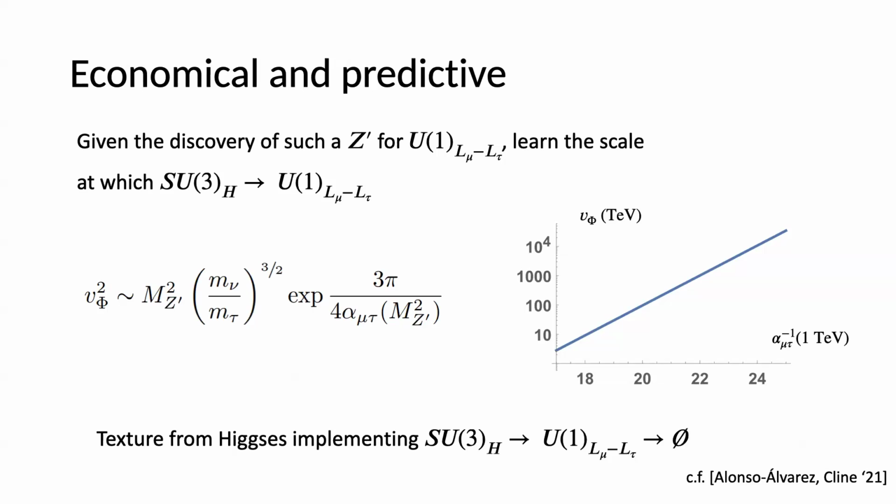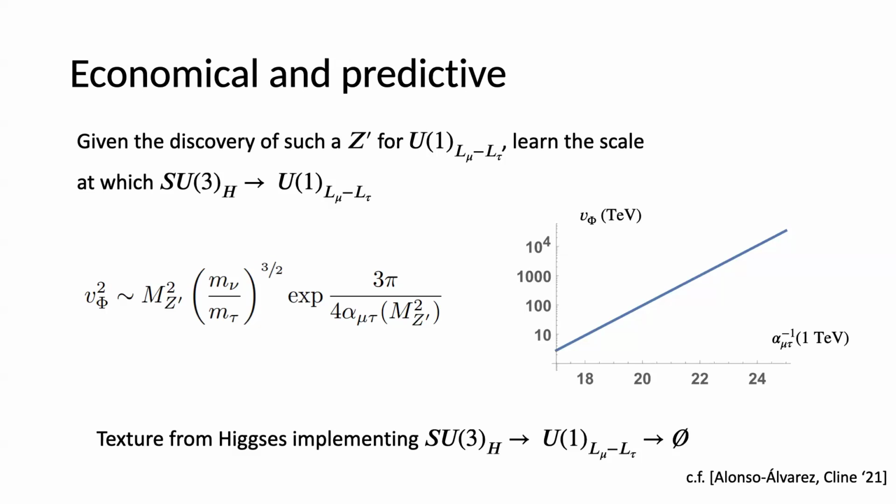And of course, I've only explained how we generate an overall exponentially small Dirac neutrino mass scale. I haven't said anything about the texture, which has to be implemented when you do this Higgsing from SU3 down through L mu minus L tau to nothing. In fact, Gonzalo Alonso-Alvarez and Jim Cline understood how to do the right sort of Higgsing to get something realistic, essentially this theory, although they didn't know about these instanton effects.